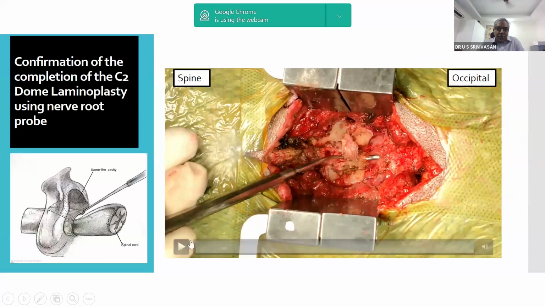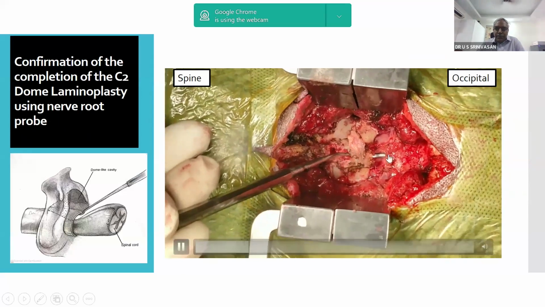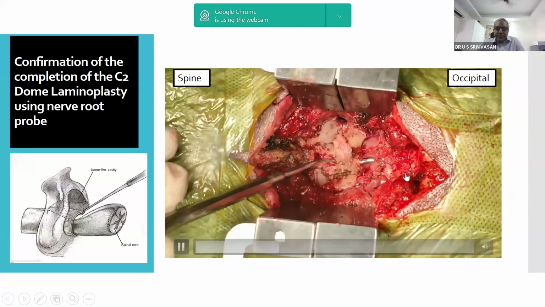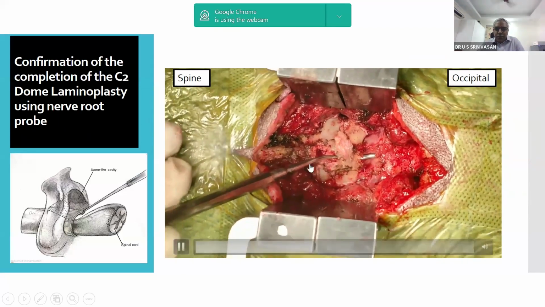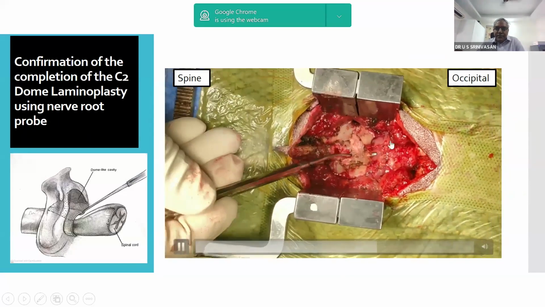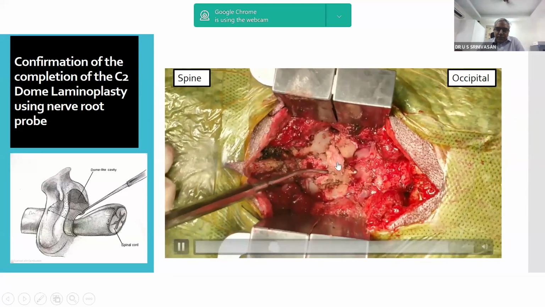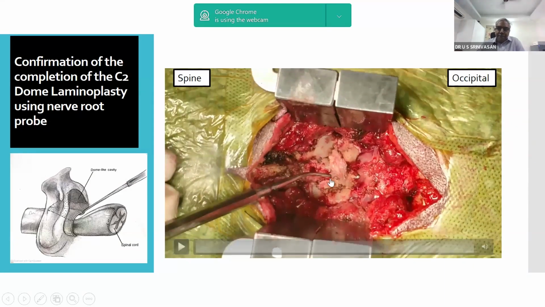Once it's removed, to confirm the completion of it, I use a nerve hook probe. You can see it is easily moving from the posterior to the anterior line. It is easily moving. The C2 arch for 5 to 6 millimeters is also retained. This confirms the completion of the C2 dome laminoplasty.